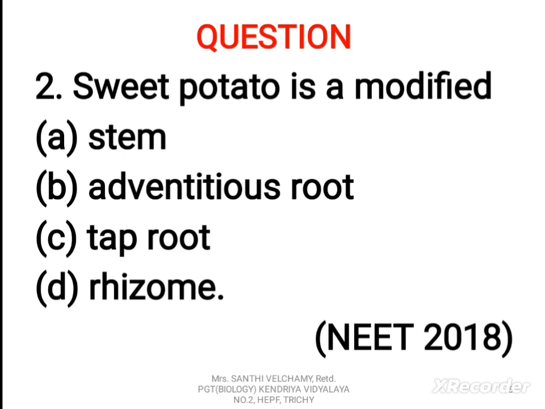Second question, sweet potato is a modified: stem, adventitious root, taproot or rhizome. Which one is the correct answer? B is the correct answer, adventitious root. Because sweet potato is a swollen single root tuber that does not assume a definite shape. It is a modified adventitious root for storage of food. That's why B is the correct answer.